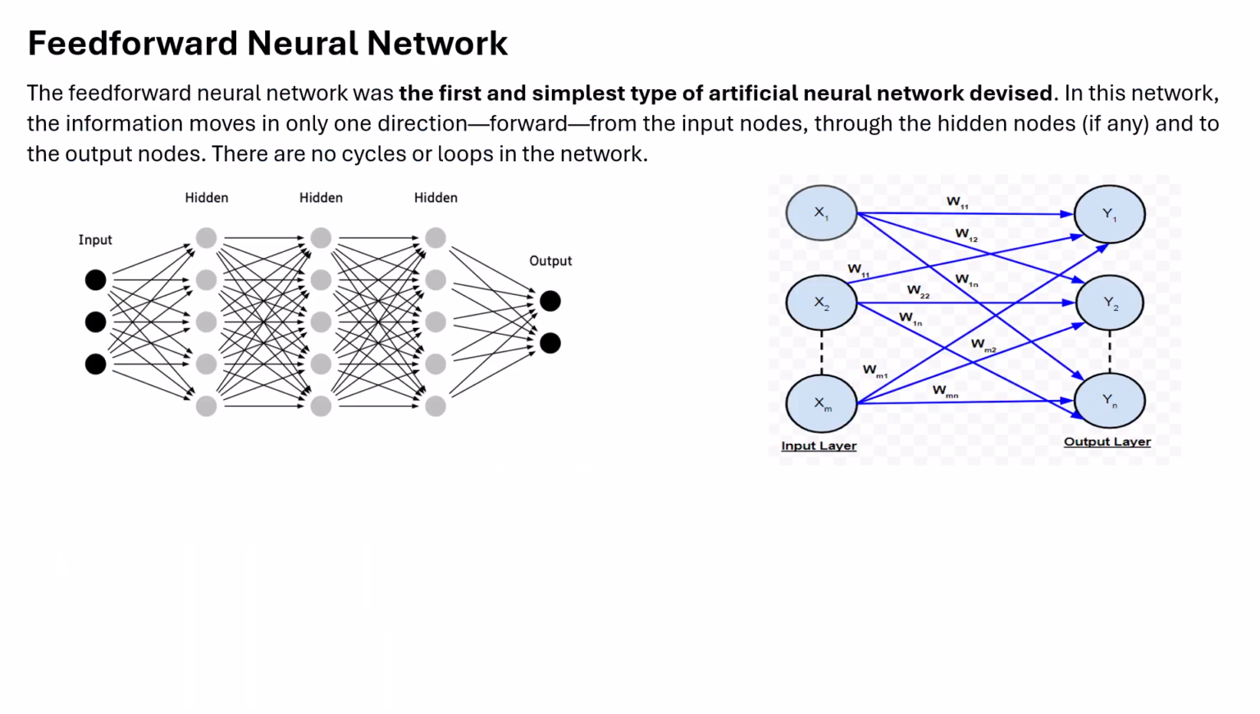Feed-forward neural network. The feed-forward neural network was the first and simplest type of artificial neural network devised. In this network, the information moves in only one direction, forward from the input nodes through the hidden nodes, if any, and to the output nodes. There are no cycles or loops in this network.